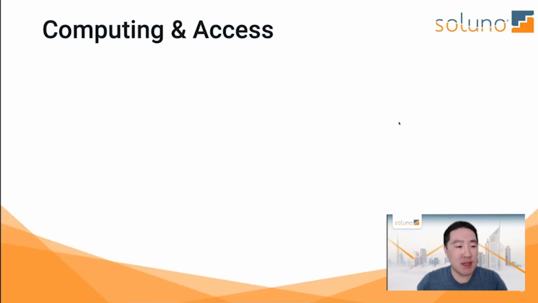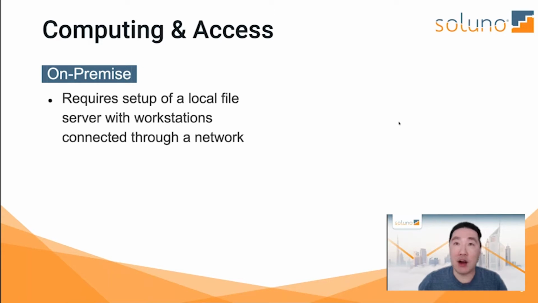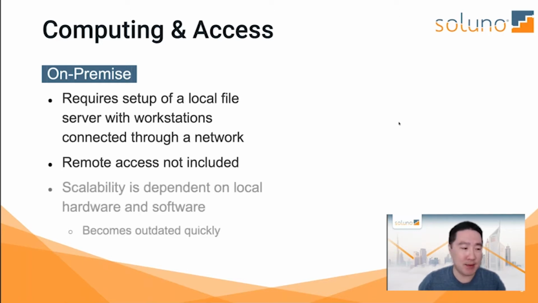So with on-premise software, because you need to set it up locally, it requires you to have a server and workstations connected through a network, all of which carry upfront fees and ongoing maintenance costs. Accessing your data remotely is generally not included and can be complicated to set up.